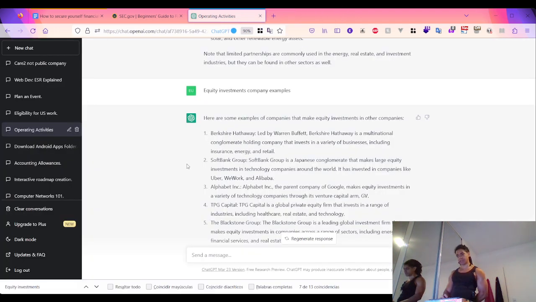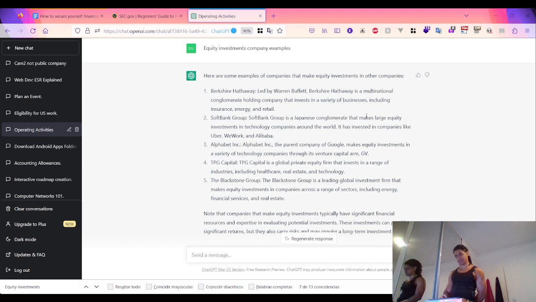So in any case, that is an example of equity investment. Berkshire Hathaway, led by Warren Buffett. Berkshire Hathaway is a multinational conglomerate holding company that invests in a variety of businesses, including insurance, energy, and retail. SoftBank Group is a Japanese conglomerate, the same as Berkshire Hathaway, but Berkshire is a US multinational conglomerate, whereas SoftBank makes large equity investments in technology companies around the world. So SoftBank Group's focus is on technology, whereas Berkshire Hathaway invests in a variety of businesses, including insurance, energy, and retail.